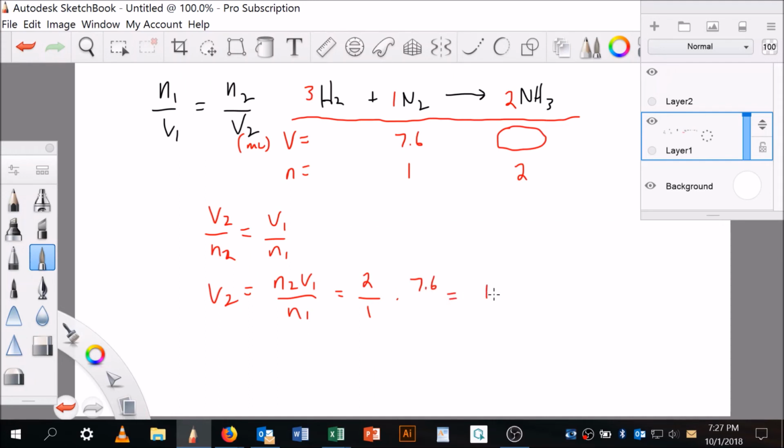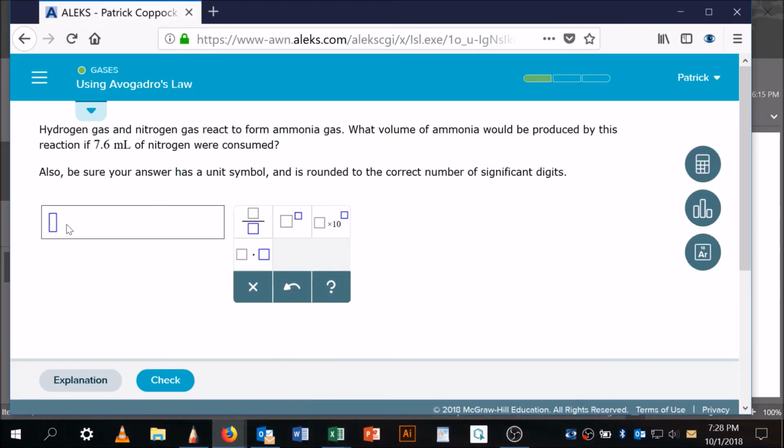So it's going to be 15.2, right? And I'm supposed to write this as 2 sig figs. This is an infinite number of sig figs, and so is this one. So we're exact, right? So this will have to be written in 2 sig figs. This is going to be written as 15 mL. So let's come back here. 15 milliliters, and we'll give me some green, and we'll be done with it.